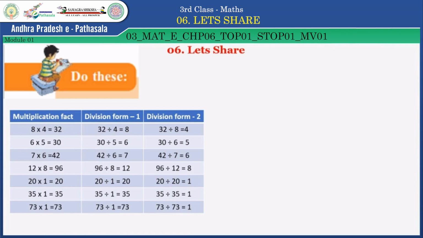And the fourth one is 12 8s are 96. For this, the first division form is 96 divided by 8 is equal to 12, and the second division form is 96 divided by 12 is equal to 8.